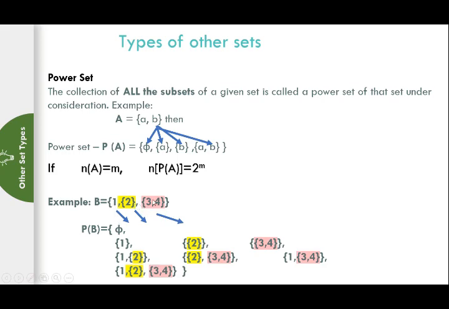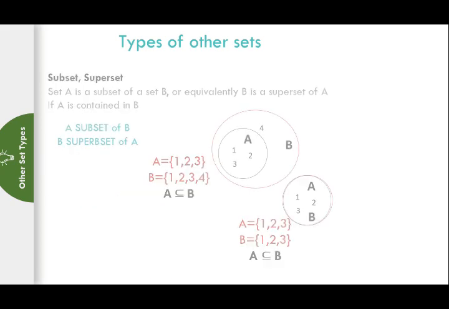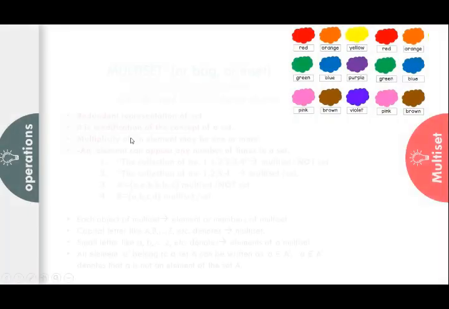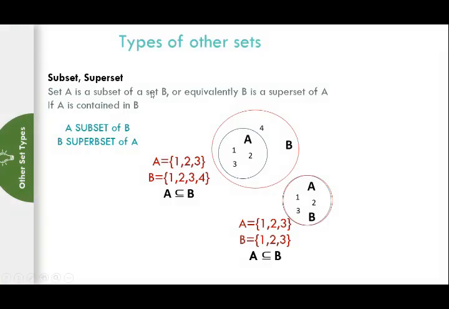So the 0 element combination will be 5, the 1 element combinations are these 3 elements, the 2 element combinations are these possible ones, and the 3 elements combination. So for 3 elements in the set you will have 2 to the power 3 elements in your power set, means you have a total of 8 elements in your power set. Subset and superset: a set A is a subset of set B, or equivalently B is a superset of A, when A is contained in B.